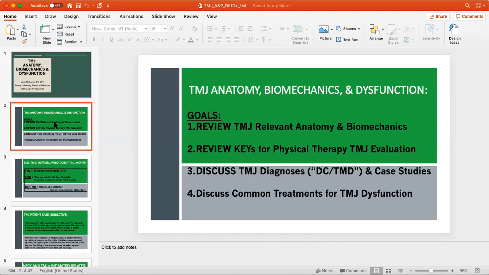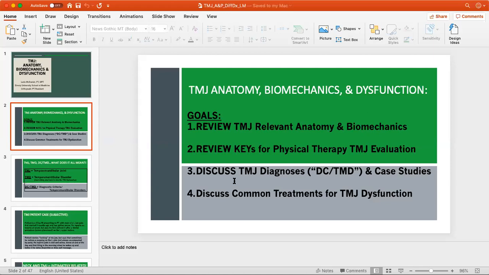So TMJ, goals here: we want to review TMJ anatomy and biomechanics, review keys for your TMJ PT evaluation, discuss diagnoses at this joint, which are commonly referred to as DC-TMD. So I'll define that and break that down. We'll go through one case study in detail, and then there's a second case at the end as kind of a bonus case study. I'd like to get to that.